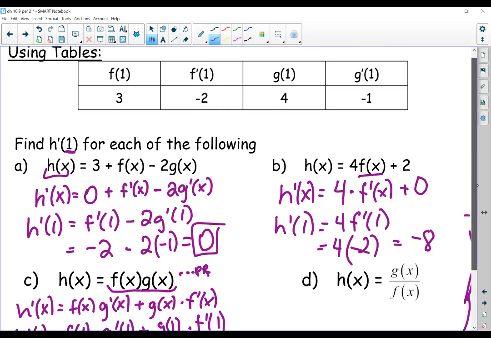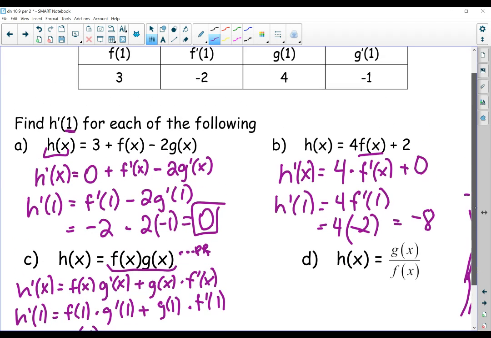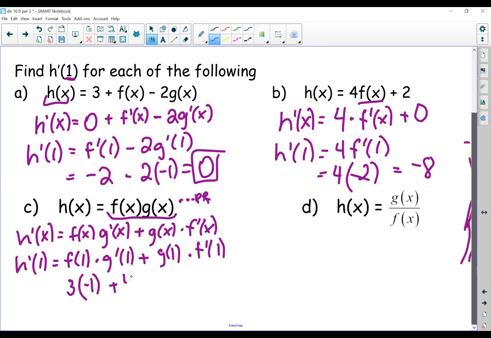If I can get this to zoom up. So f of 1 is 3. g prime of 1 is negative 1. g of 1, I need to zoom up for that one, is 4. And f prime of 1 is negative 2. That gives me a slope of negative 11. And there we go. All right, last one of these table ones.